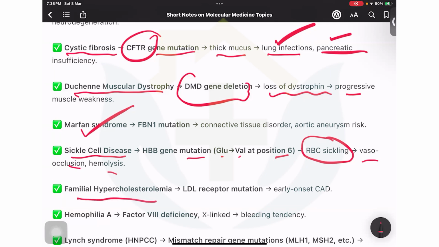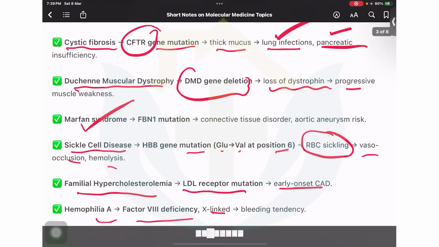Familial hypercholesterolemia. Nowadays, we know that this is an LDL receptor mutation, and inclisiran is a drug used these days. It is injectable and it is a gene therapy kind of situation. Early onset CAD is seen in LDL receptor mutation. So people who could not get treated with statins and ezetimibe and newer drugs like bempedoic acid, we need to go for inclisiran-like therapy. Hemophilia A is factor VIII deficiency, X linked, runs in families. It's basically the royal family disease, bleeding tendency.